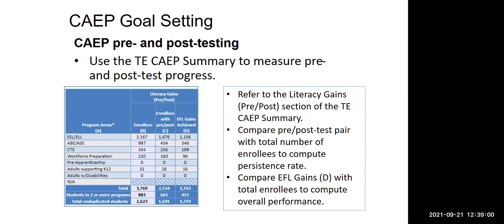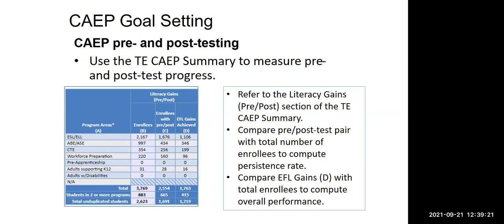So this all hinges on that left-hand literacy gains section, obviously, of the CAEP summary. So we look at those 3 columns. We've looked at this before. Number of enrollees that qualify for federal reporting in column B. Of those that qualify, how many complete a pre-post pair in C?